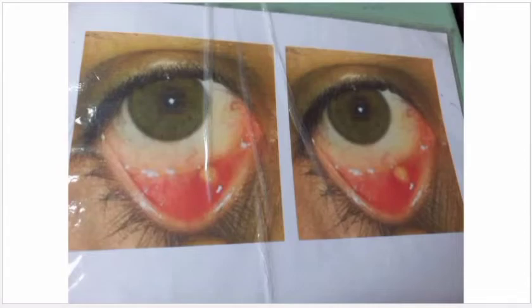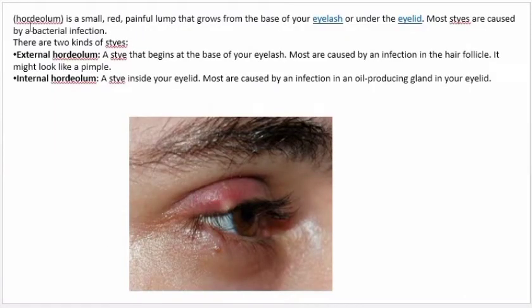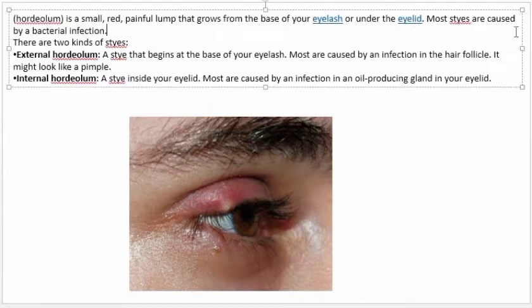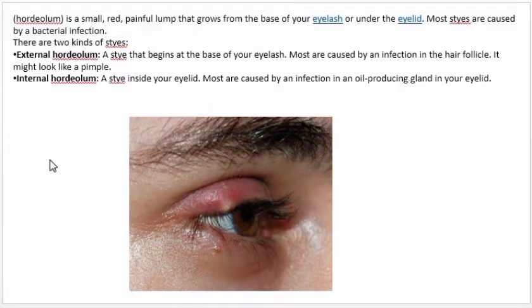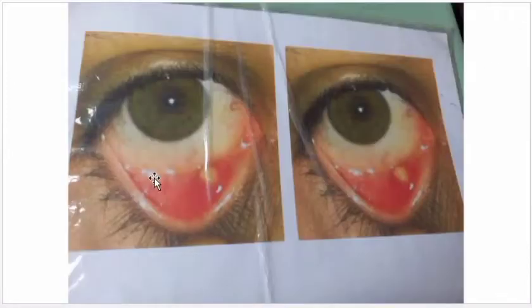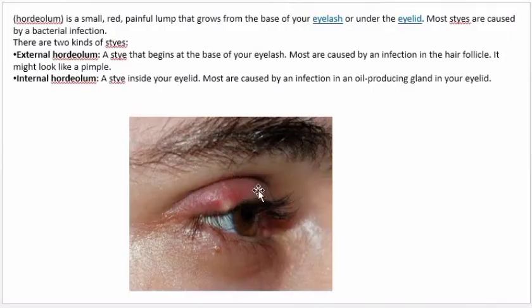Okay, now let's move to the description. So this is a hordeolum. I don't know if this is the correct pronunciation or not. It is a small red painful lump that grows from the base of your eyelash or under the eyelid. Most styes are caused by bacterial infection. And there are two kinds of stye, that is external and internal. So this is the internal hordeolum, inside the eyelids, and this one is the external hordeolum.